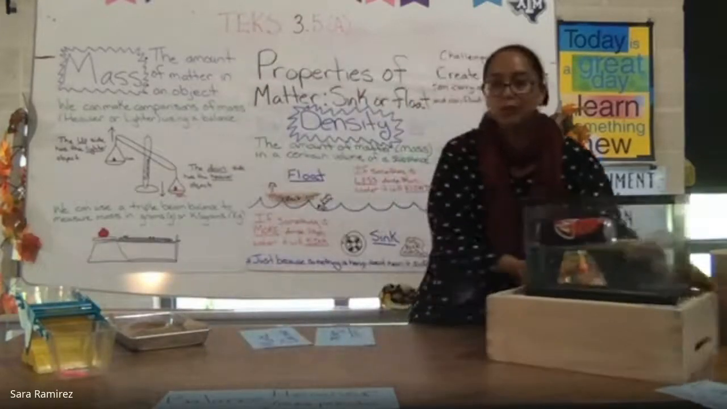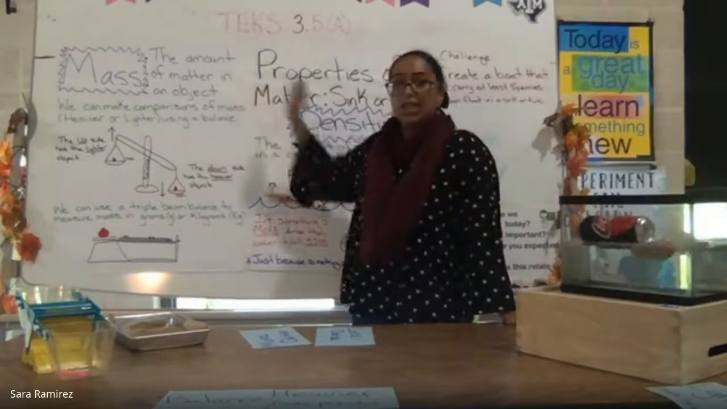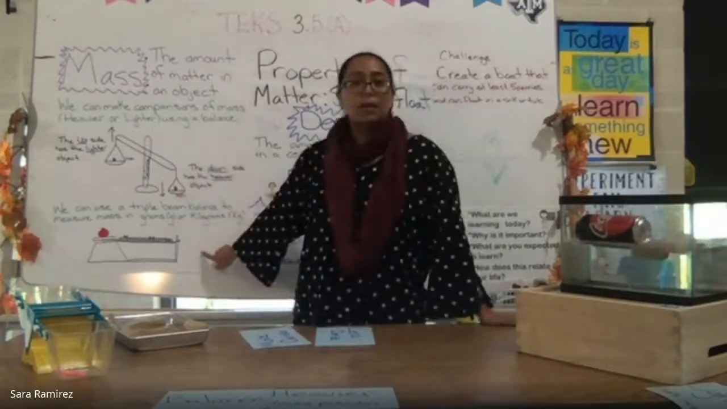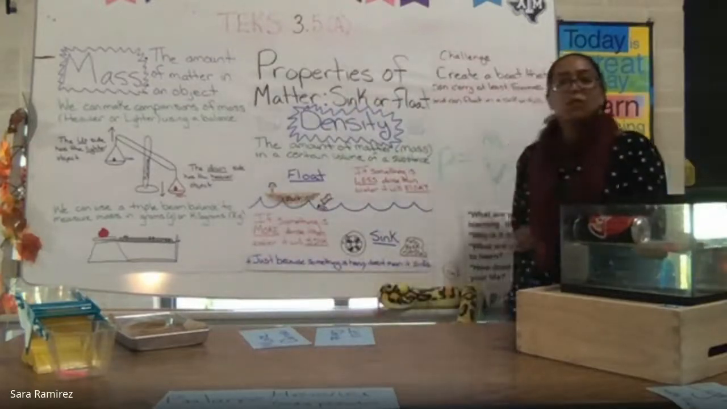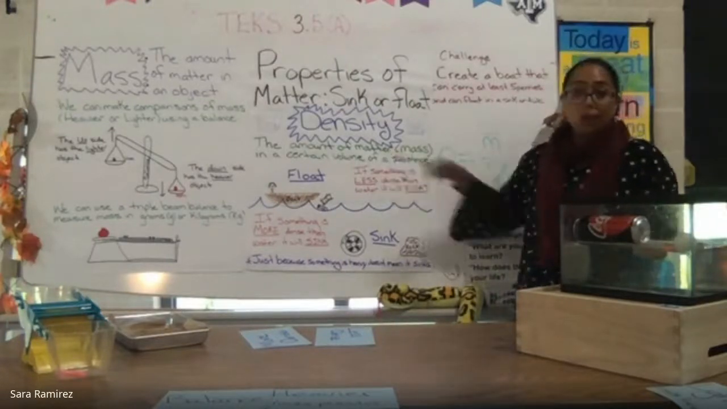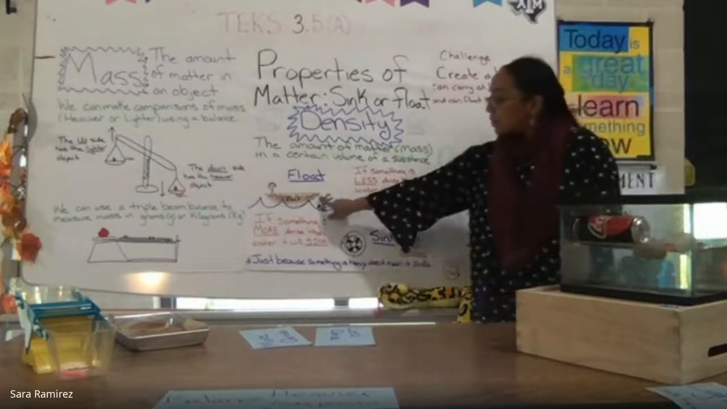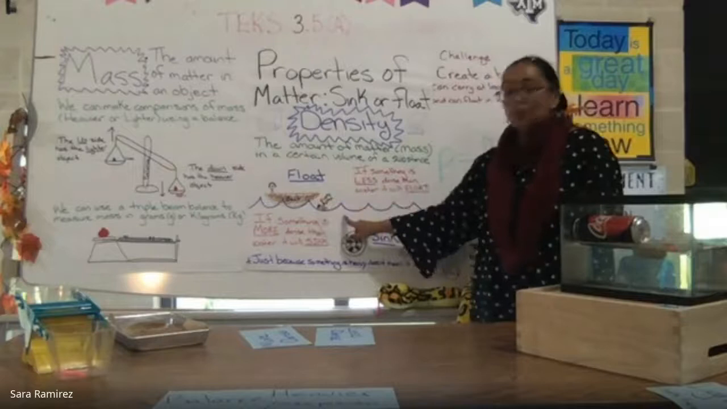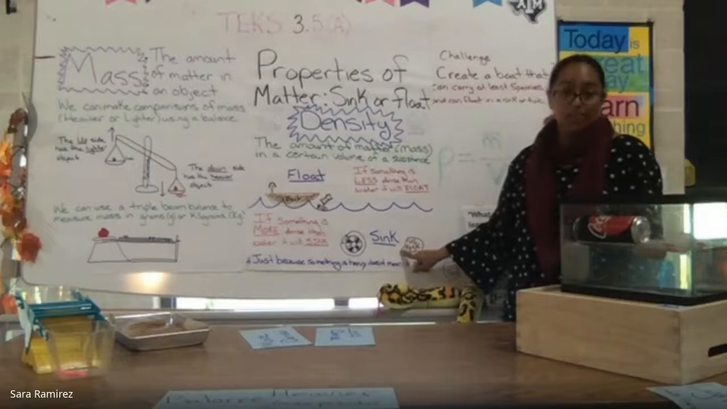So to review, we learned that mass is the amount of matter that is inside an object. And we can measure mass using a simple pan balance or a triple beam balance. We also learned that density affects an object's ability to sink or float. And density is the amount of matter or mass that is in a certain volume of a substance. So if we look at our picture here, the boat and the bottle are floating, so they are less dense than the water. The tire and the rock sank, so they are more dense than the water.